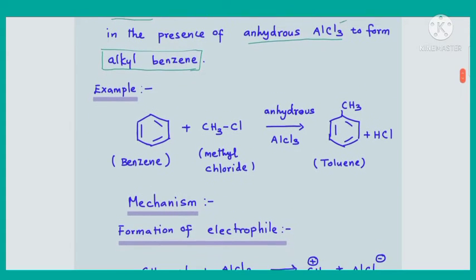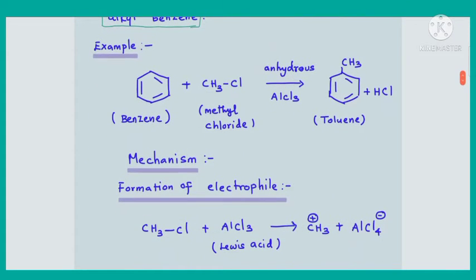Now this is an example of Friedel-Crafts alkylation. I have taken benzene, and with this I'm going to add an alkyl halide of formula CH3Cl, which is nothing but methyl chloride or chloromethane, in the presence of anhydrous aluminum chloride. AlCl3 is a Lewis acid, an electron deficient species, as you know very well. The alkyl group gets introduced into the benzene ring, and this H and Cl combine and go out as HCl. So the methyl group is added to the benzene ring and you get methyl benzene.